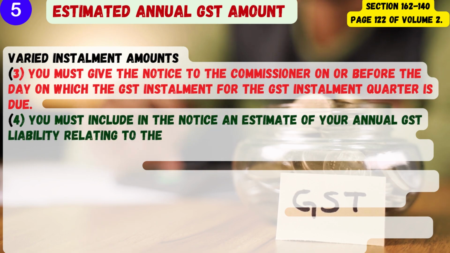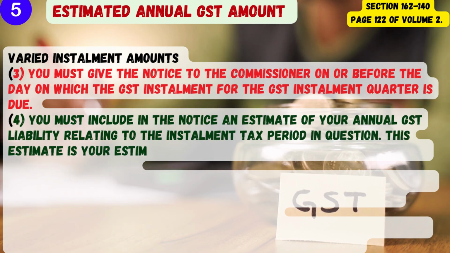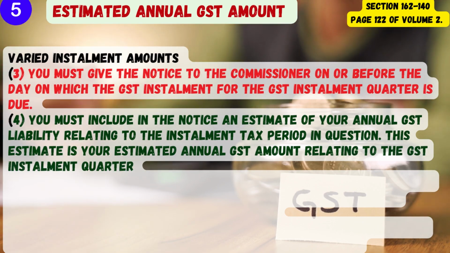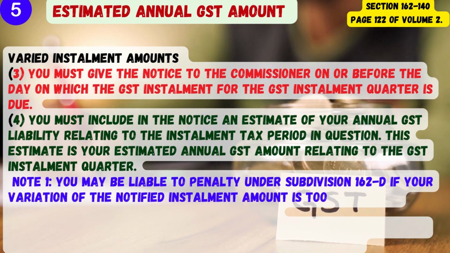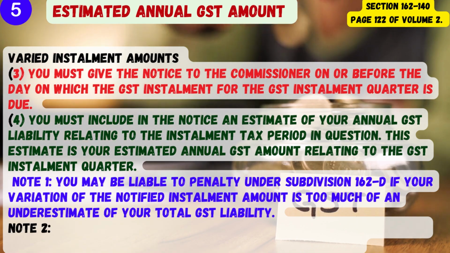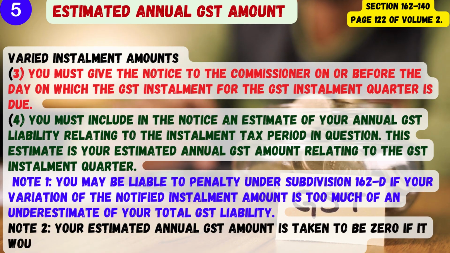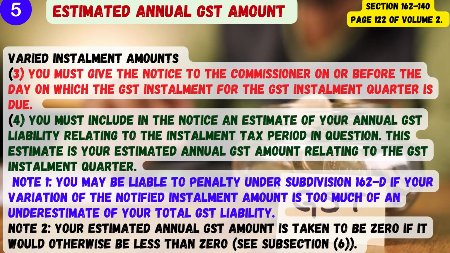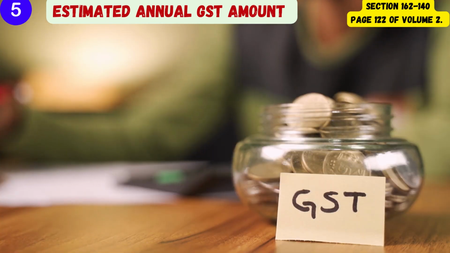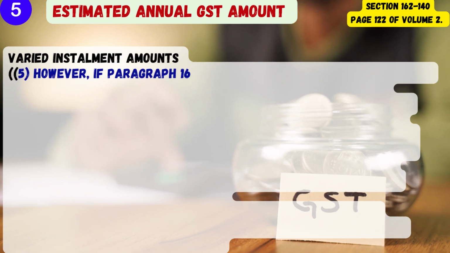4. You must include in the notice an estimate of your annual GST liability relating to the installment tax period in question. This estimate is your estimated annual GST amount relating to the GST installment quarter. Note 1. You may be liable to penalty under Subdivision 162-D if your variation of the notified installment amount is too much of an underestimate of your total GST liability. Note 2. Your estimated annual GST amount is taken to be 0 if it would otherwise be less than 0. See subsection 6.